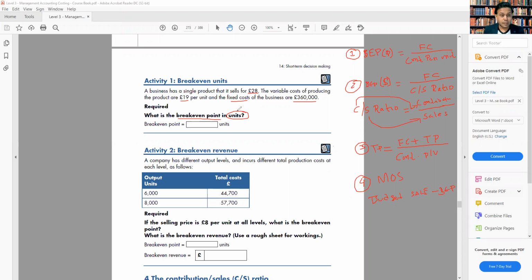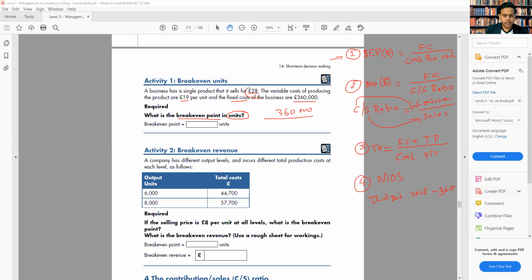That means formula number 1, which we have discussed here, is the one we're going to use. For this formula, we need the fixed cost, so on the top we write the fixed cost, that is 360,000. On the bottom we need the contribution per unit, which we have to find. How do we find the contribution? We said sales minus variable cost.